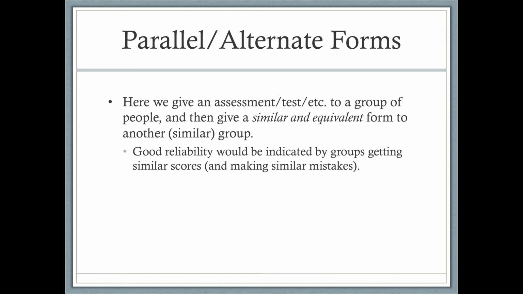Parallel or alternate forms. So here I give you my confidence scale, and then I give a second administration of similar and equivalent questions to another group, right? And good reliability would be that the 2 scores are correlated, right? Making similar mistakes, or performing the same. So here I've got to ask, maybe I ask 10 questions. I then need to come up with alternate forms of those 10 questions, right?